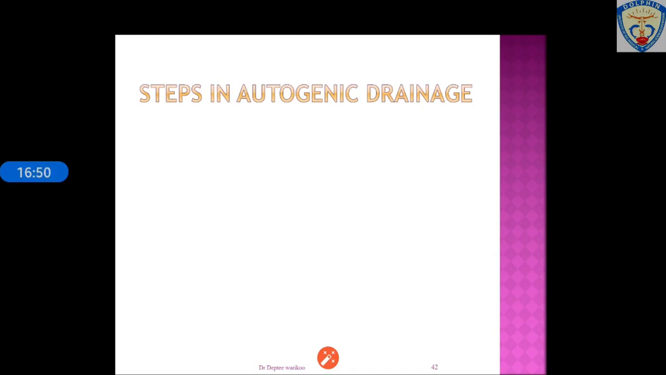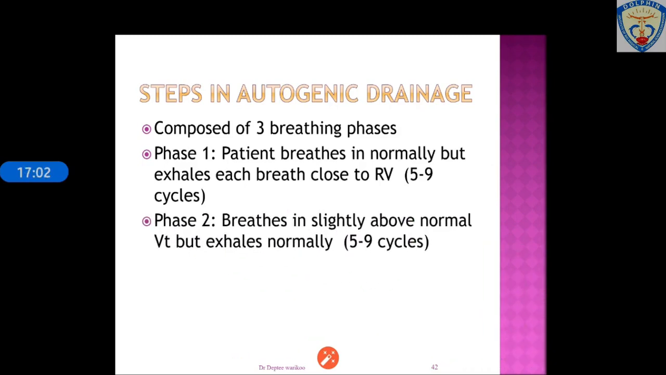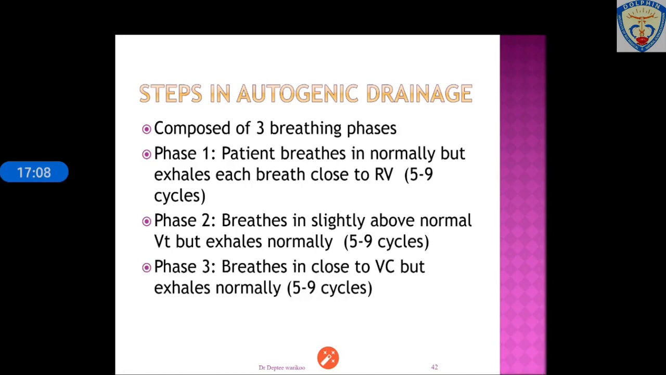Several steps in autogenic drainage. So it is composed of three breathing phases. The first phase is the patient breathes in normally but exhales each breath close to residual volume. Second is the patient breathes in slightly above normal tidal volume but exhales normally. And third is the patient breathes in close to vital capacity but exhales normally. So all three phases are repeated as necessary.